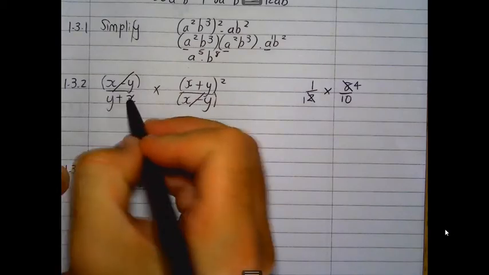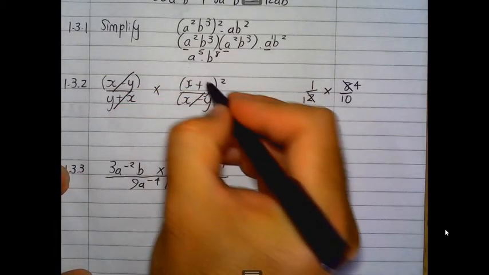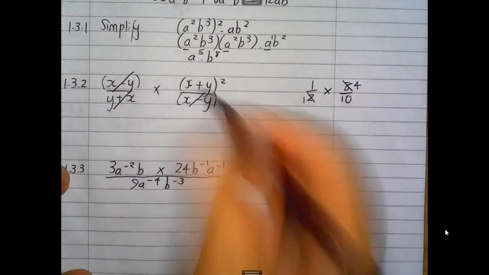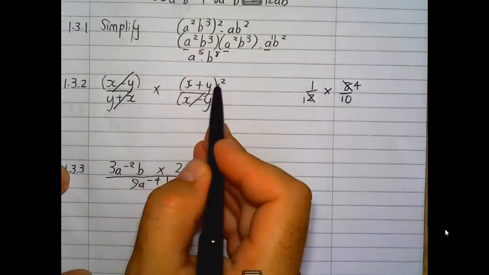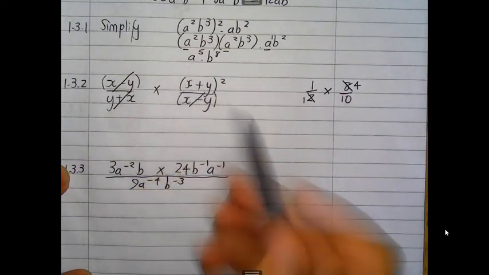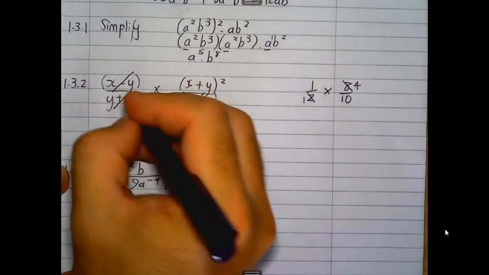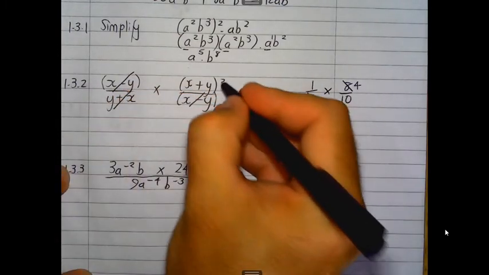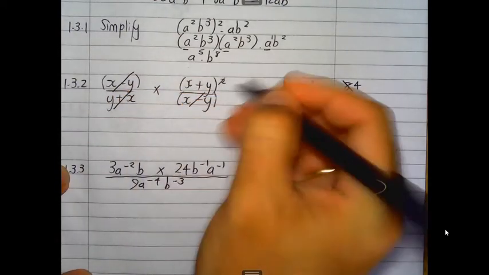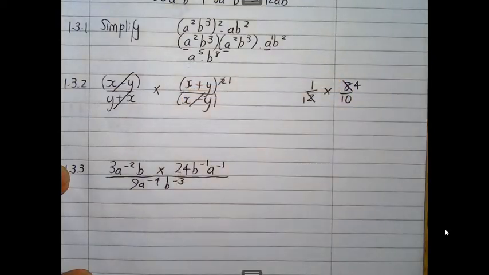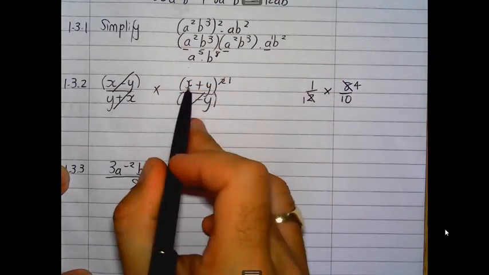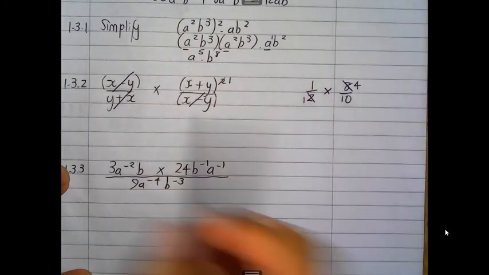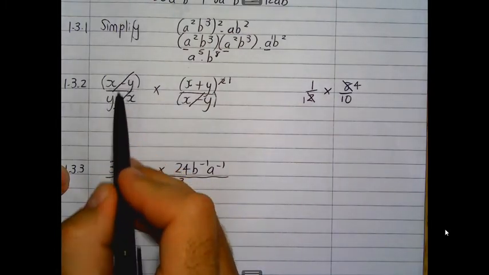So this can also cancel, not this whole piece. This x plus y all squared actually means x plus y times another x plus y. So when I cancel this denominator, I'm cancelling this 2 down to a 1. There is now only one x plus y remaining. This here is left with a 1.